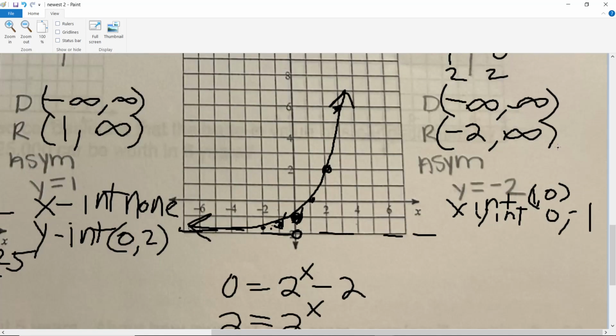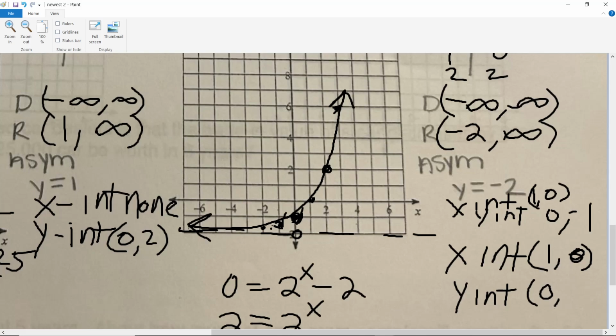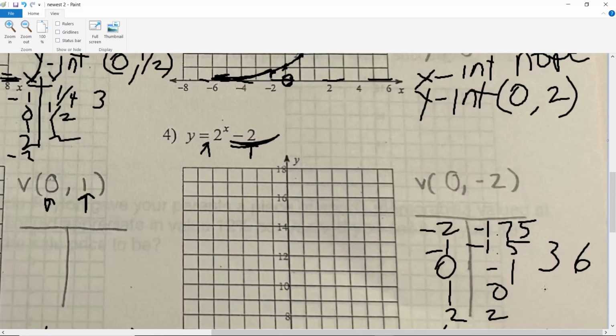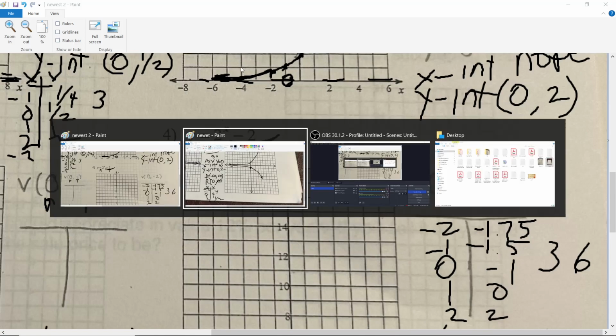I don't know why I put those so close together. X-intercept, I don't know why I originally did that. 1, 0, and y-intercept is 0, minus 1. There's a few exponential equations and some explanation of how to graph them.